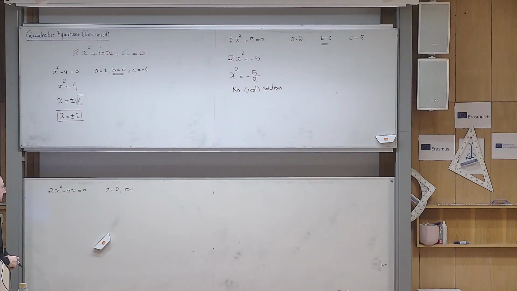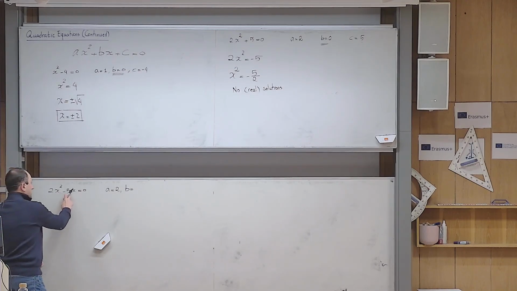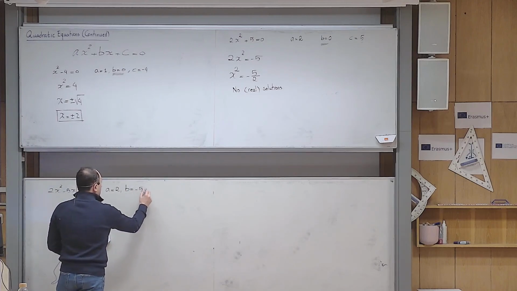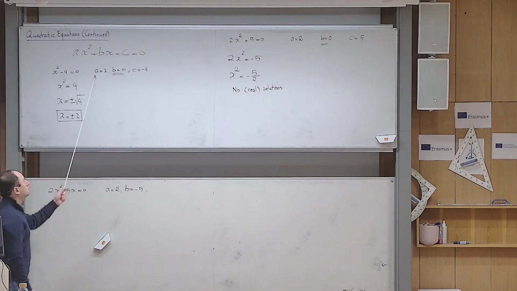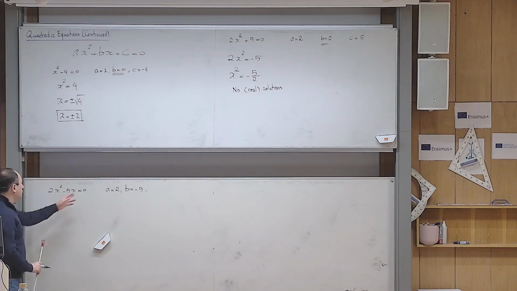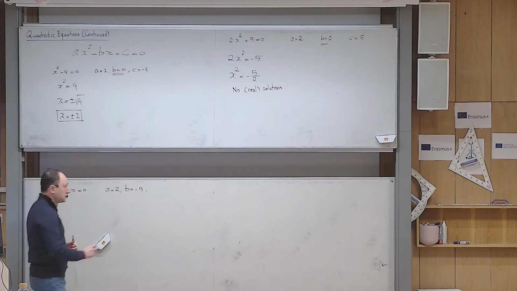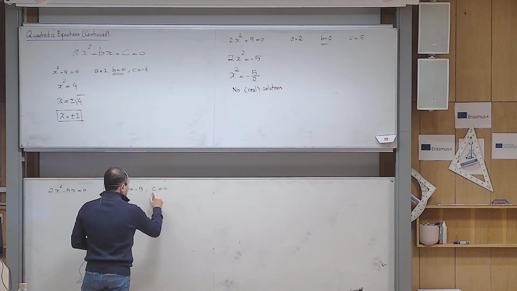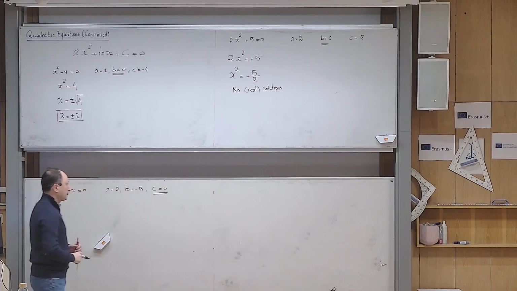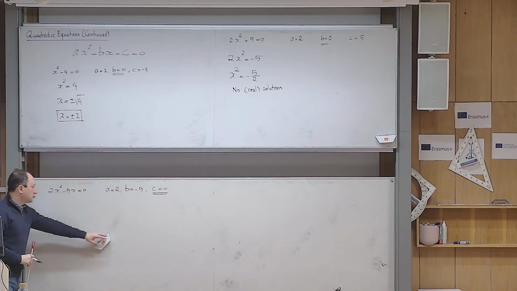Yes? b is the 1 multiplied by x. In this case it is minus 5. And what is c? c is the number without any x's. But there are no numbers without any x's. So c is 0. So you see this is the c equals 0 case. It is also very simple.